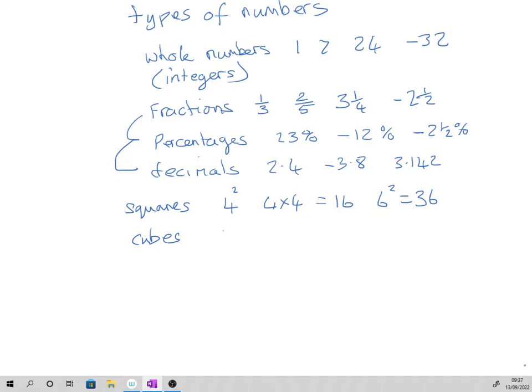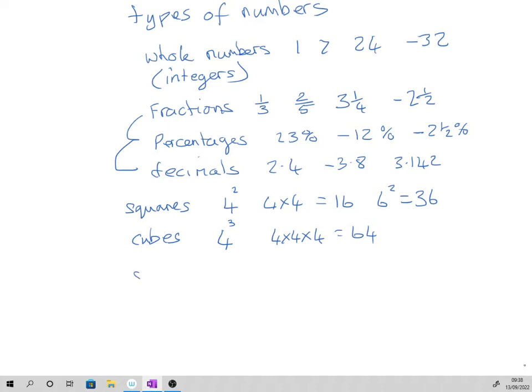Cube numbers, 4 cubed. Yeah, we have a little 3. And we usually use this in volumes. We'll come on to that later. So this means 4 times 4 times 4, which is 64.